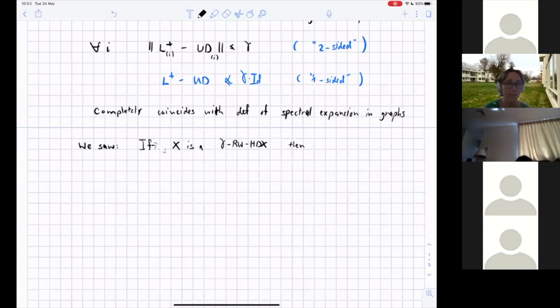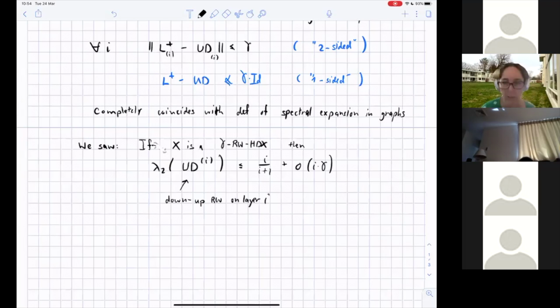So it's showing you that indeed this definition allows you to look at your object as if it's imitating the complete complex. And the statement is that lambda 2 of any one of these random walks, let me just say UDI, this notation I just mean the down-up random walk on layer I. The second eigenvalue of this random walk is I over I plus 1 plus some O of gamma. It's really I times gamma. And maybe there might be better estimates, but this is what we proved last time.